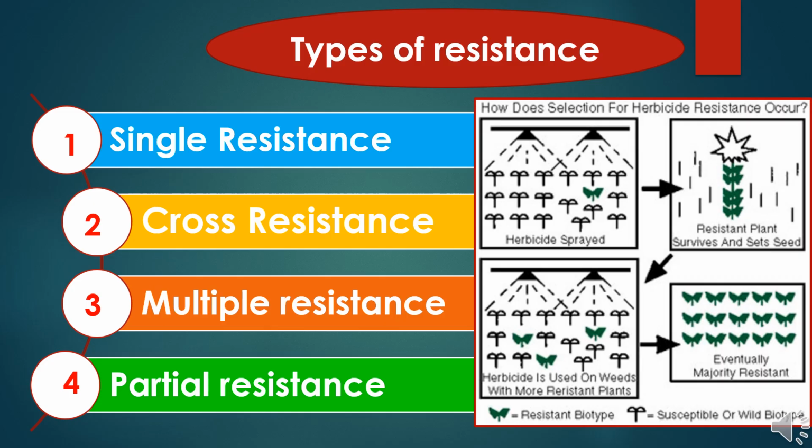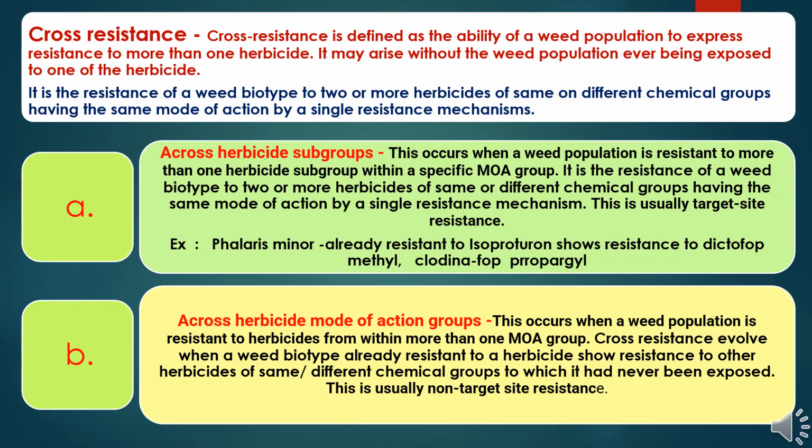There are different types of resistance about which we will study here. First one is single resistance, which represents the resistance to single herbicide. Second is cross resistance. Third one is multiple resistance, and fourth is partial resistance, about which we will discuss in next slide. Cross resistance is defined as the ability of a weed population to express resistance to more than one herbicide. It may arise without the weed population ever being exposed to one of the herbicides.